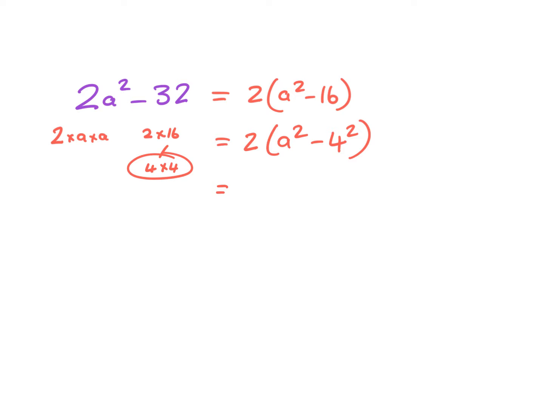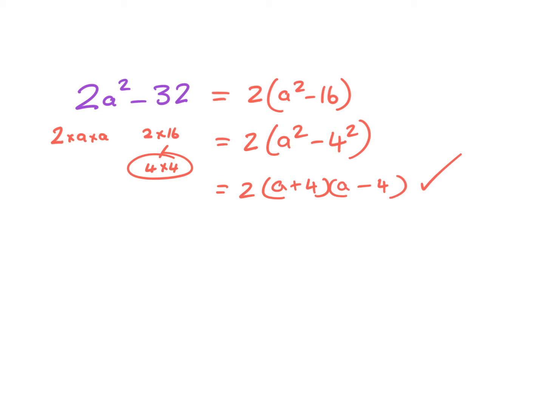The next step is simply 2, and then I have my two brackets. I have an a in that bracket, an a in that bracket, a plus over there, a minus in that one, a 4 over there, and a 4 over there. And therefore I have correctly factorized that.